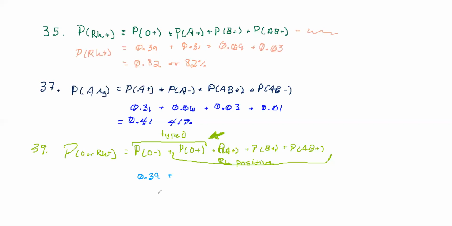Oh, that was incorrect. I put the O positive down. So this is at 0.09, 0.39 plus 0.31 plus 0.09 plus 0.03. And this all is going to come out to be 0.91, 91%. So a lot of people are type O or Rh positive.